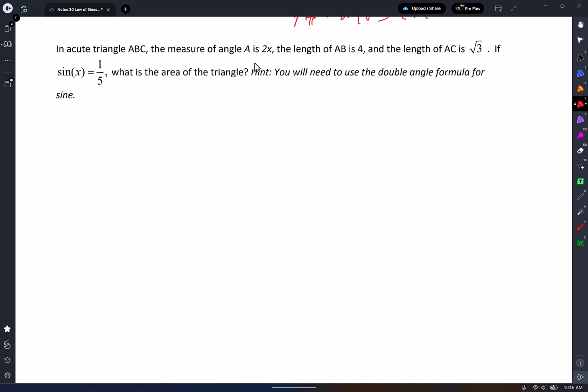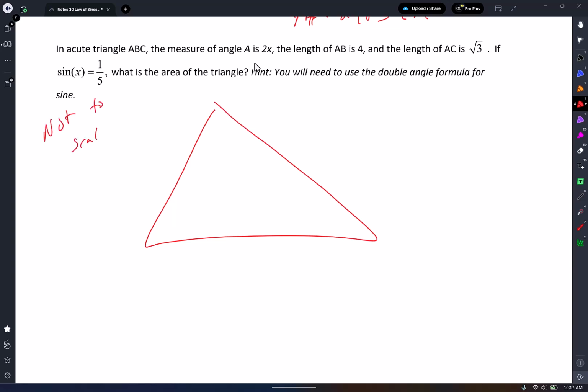In acute triangle ABC, the measure of angle A is 2x. Okay, so let me draw a triangle. Not to scale. A, B, C. Measure of angle A is 2x. The length of AB is 4. They don't give me units, so I'm just going to put 4. And the length of AC is square root of 3. If sine x equals 1/5, what is the area of the triangle?